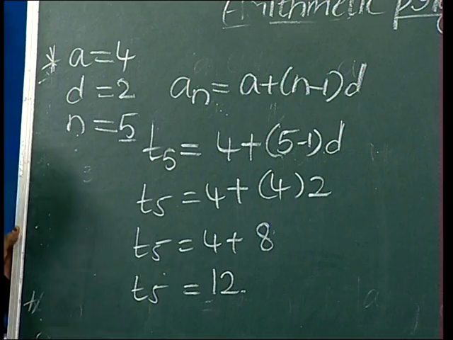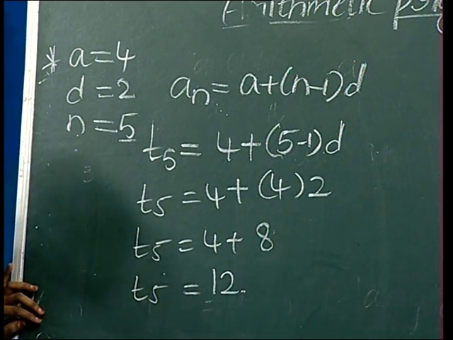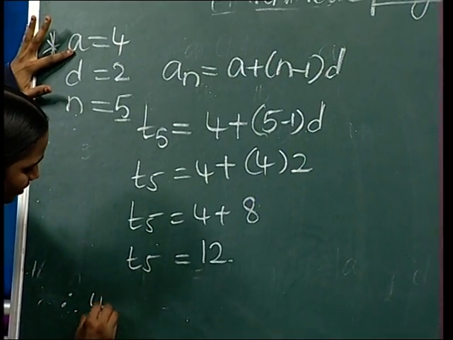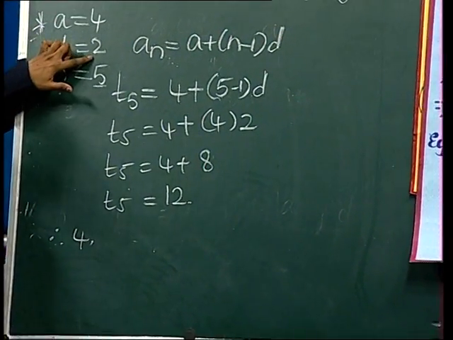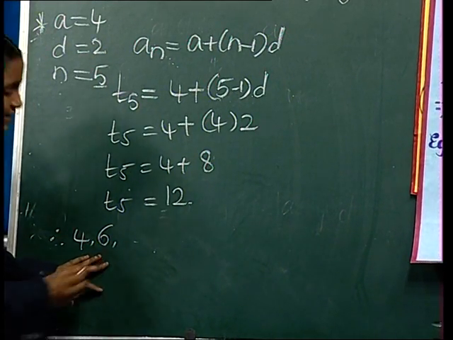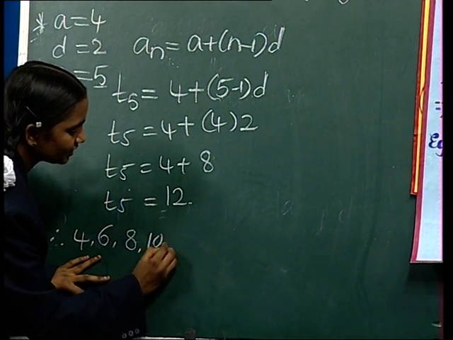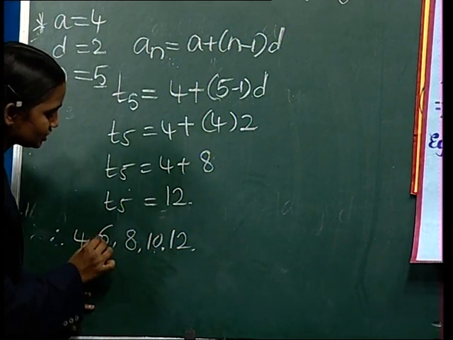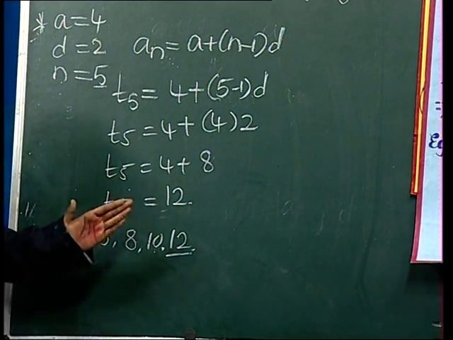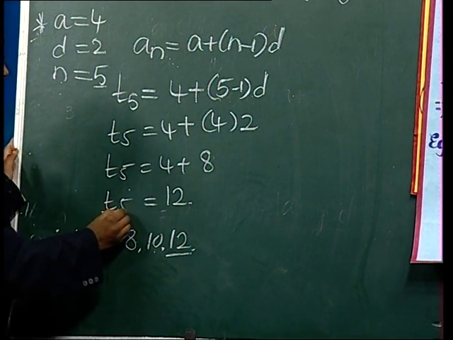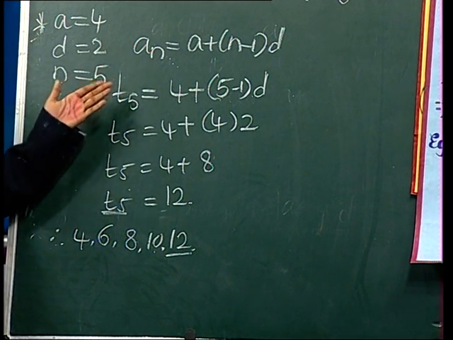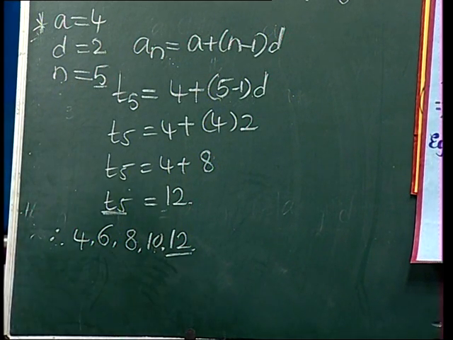Now, let us check whether the fifth term of the arithmetic progression is 12 or not. Given the first term is 4 and the difference is 2. That means 4 plus 2 becomes 6, 6 plus 2 becomes 8, 8 plus 2 is 10, 10 plus 2 is 12. 1, 2, 3, 4, 5. See here, 12 is the fifth term of this progression. So, here we got the fifth term of the arithmetic progression is 12. Hence, we proved that the nth term of an arithmetic progression is a plus n minus 1 into d.